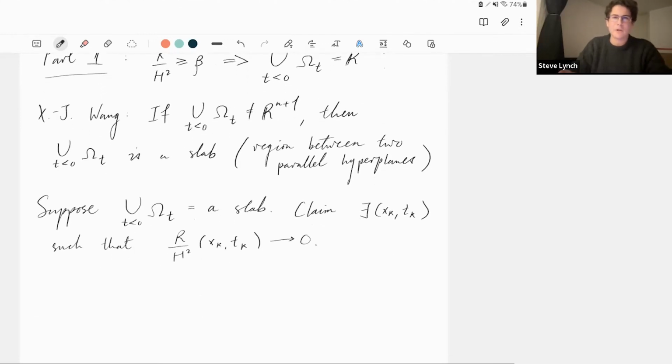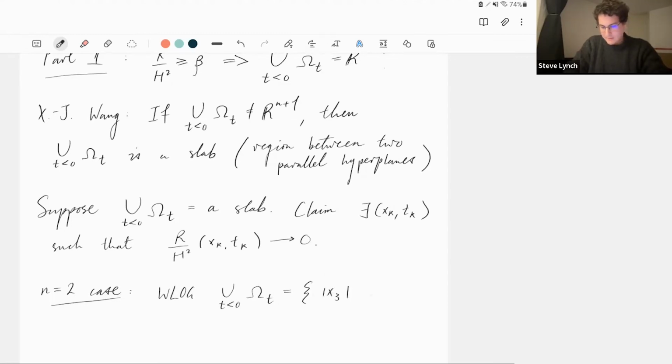So let me just show you the n equals 2 case, because the higher dimensional case is basically the same, but this is easier to draw. So let's let n equals 2. So we're looking at evolving surfaces in R3. And we're assuming that the Omega t sweep out a slab without loss of generality. We can assume that this slab is given by the absolute value of x3 less than or equal to some constant c.